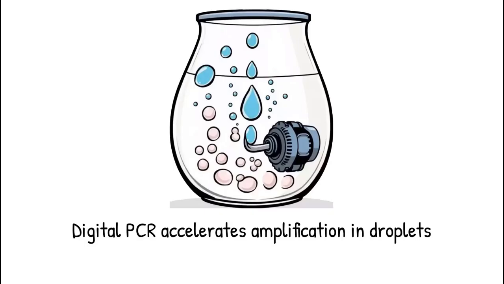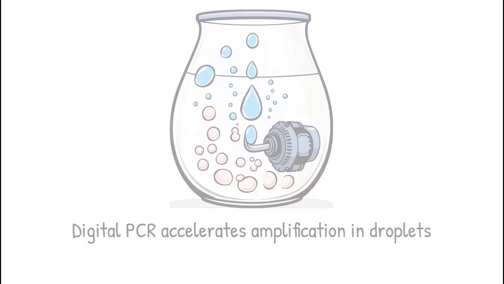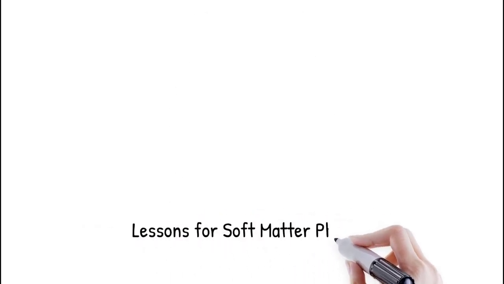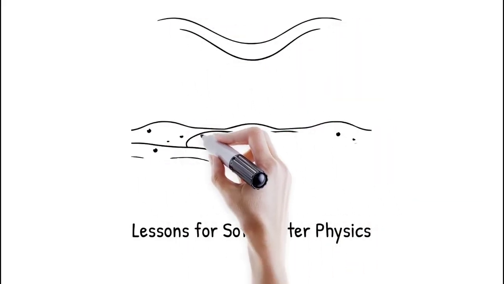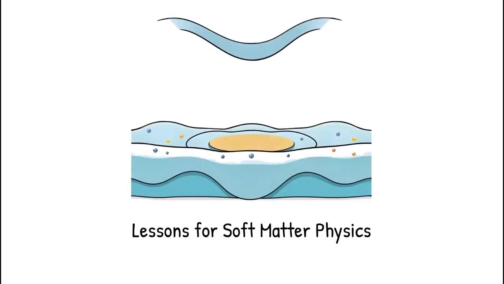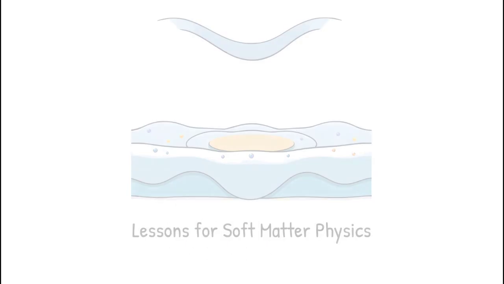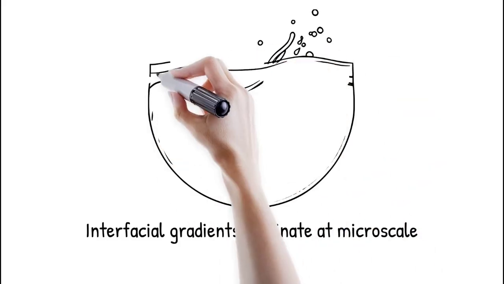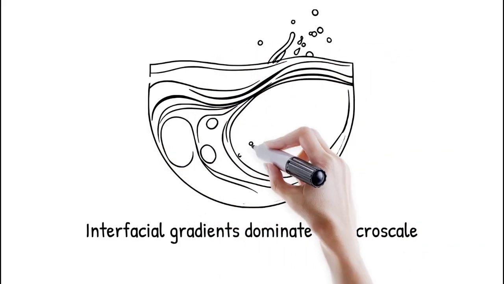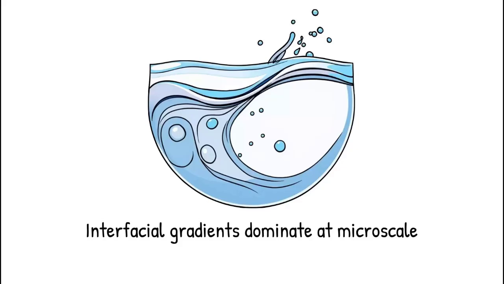The paradox highlights the importance of interfaces in soft matter systems. Bulk scaling laws neglect interfacial gradients, yet these dominate at microscale. Mixing emerges not from turbulence, but from active surface stresses. This redefines how order and disorder arise in fluids. Small scales magnify effects invisible in bulk systems. Physics at the edge becomes physics of the whole.